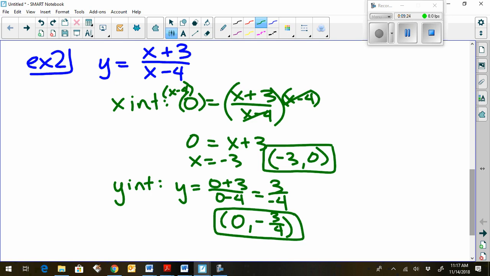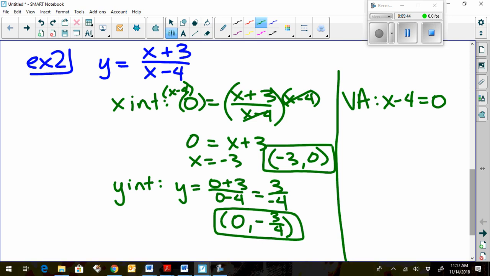The last part then is our vertical asymptote. So I'm just going to write it on the side here so you can see it. So this one, we set our denominator equal to 0 because we can't divide by 0. So when x is equal to, we add 4 to both sides. So when x is equal to 4, that is where our vertical asymptote is.